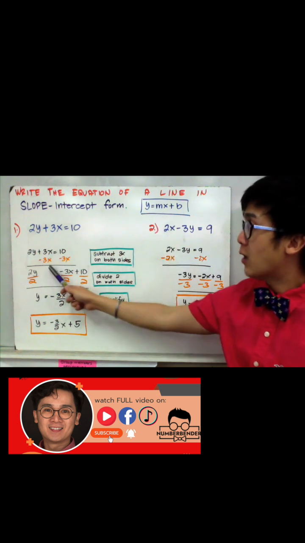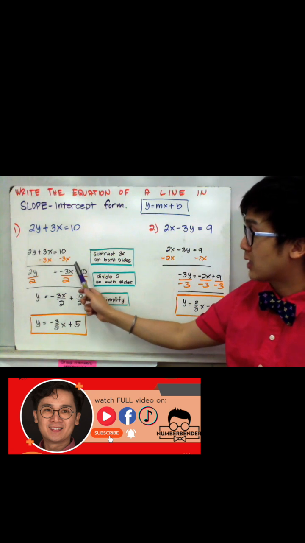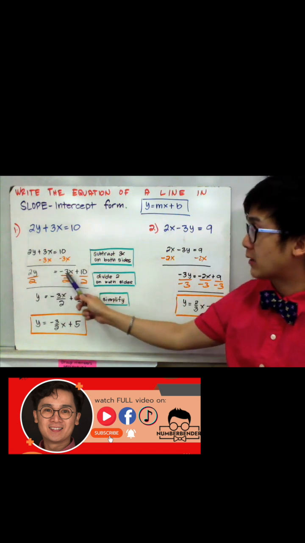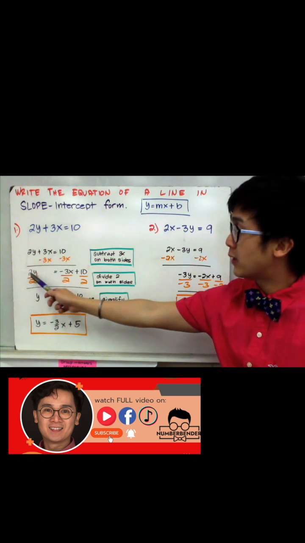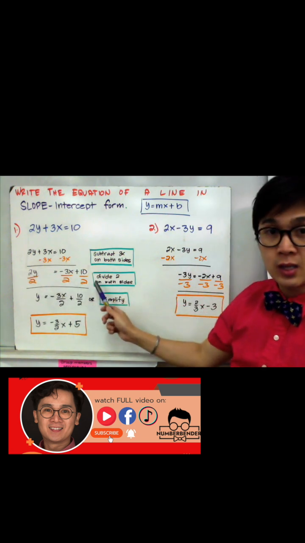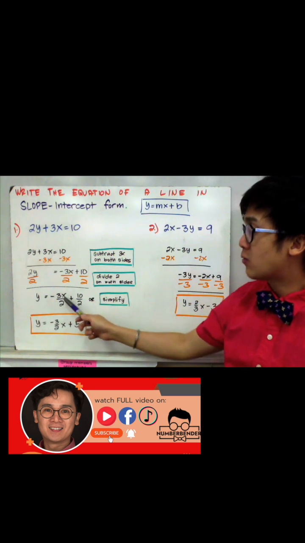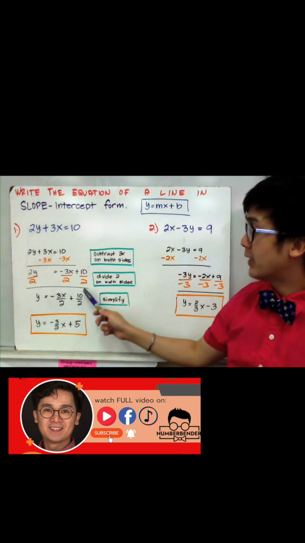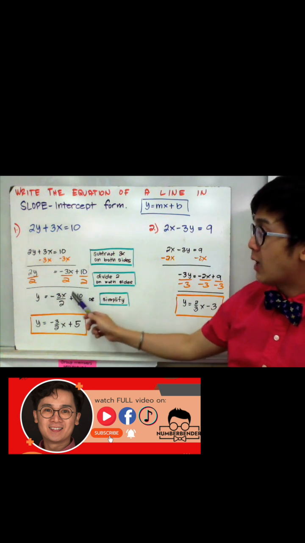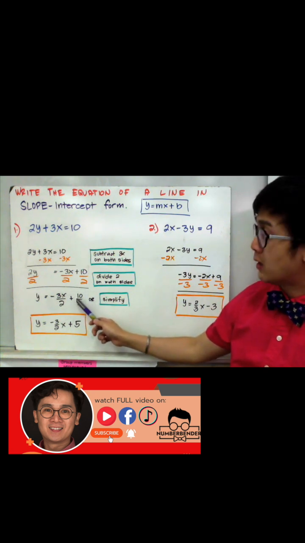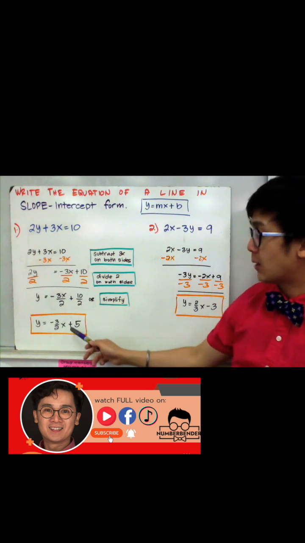And to do that, we need to get rid of 3x by subtracting 3x on both sides. So we'll have 2y equal to negative 3x plus 10. And since y is still with 2, you need to get rid of 2 by dividing all the terms by positive 2. And you'll end up with y equal to negative 3x all over 2 plus 10 over 2. Now, since we can still simplify our fraction, we can have our final equation written as y equal to negative 3 over 2 x plus 5.